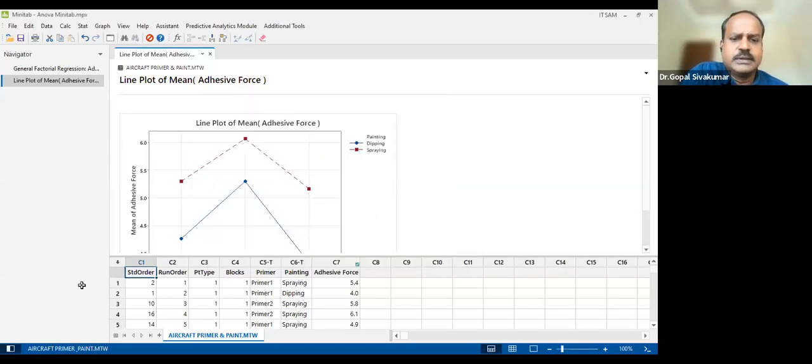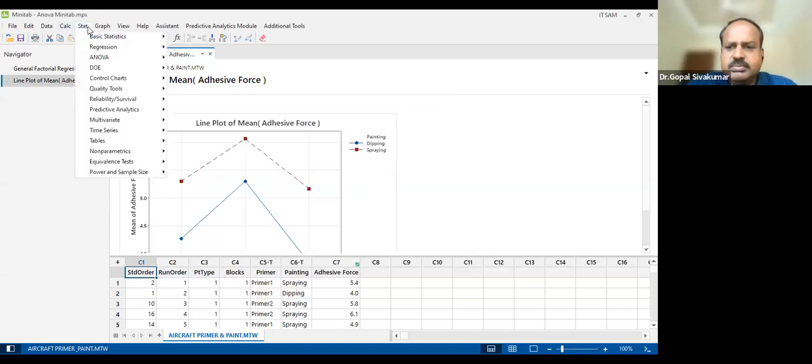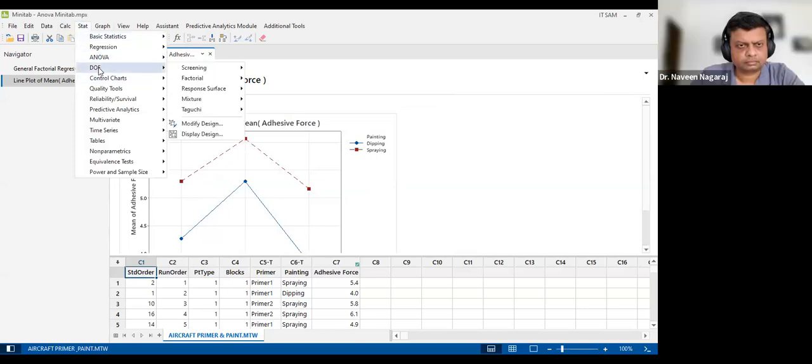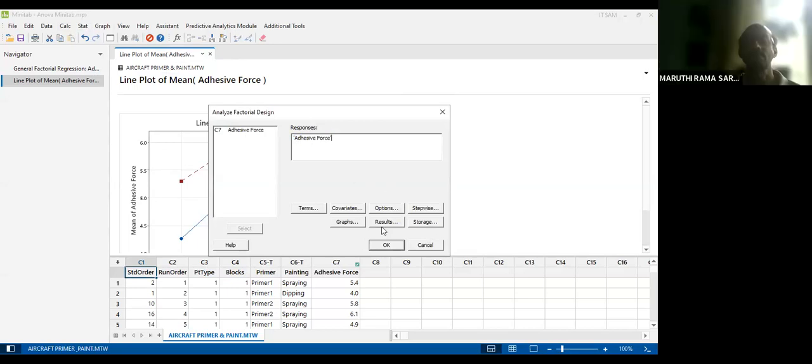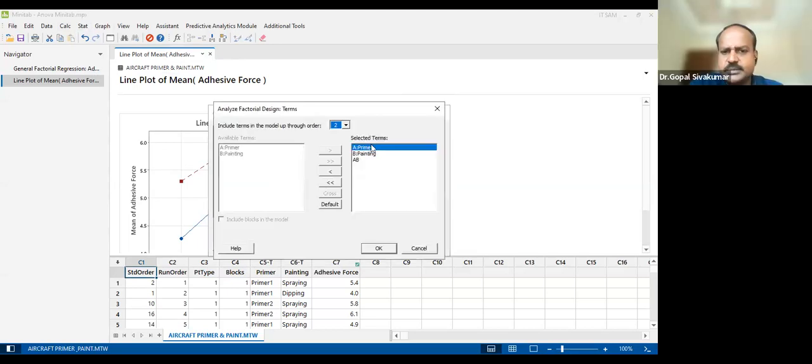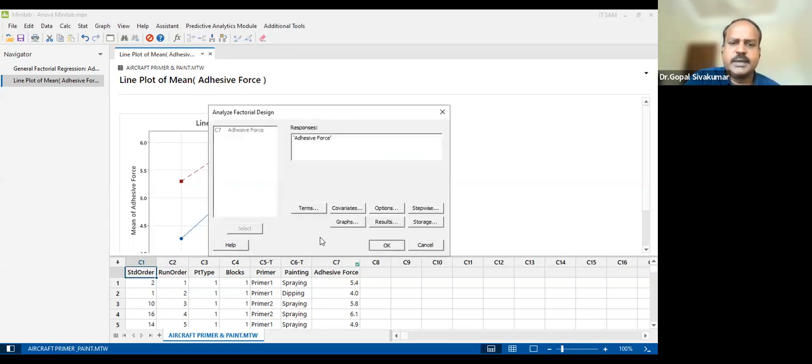So you need to open the same file, the DOE aircraft file. Very good. So you have the data available, so you can straight away analyze now. Go to Stat, DOE, Factorial, Analyze Factorial Design. Adhesive force and terms. You can go up to 2 terms. Very good. If you don't want interaction, you can make it 1. If you want interaction, you can make it 2. So make it 2 and then give OK. Again, you can give OK.